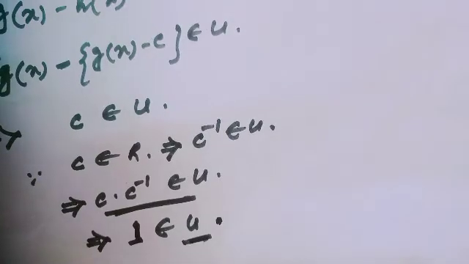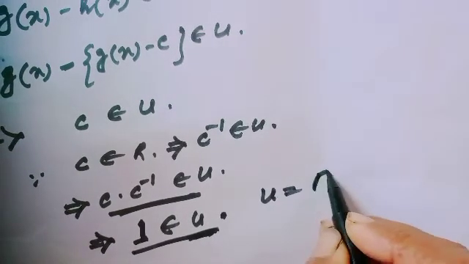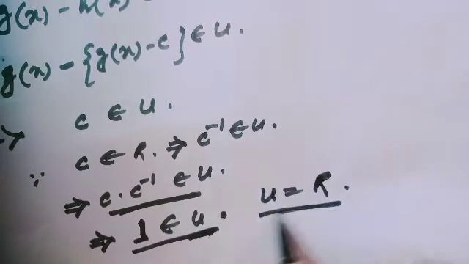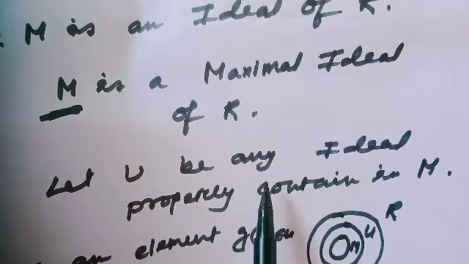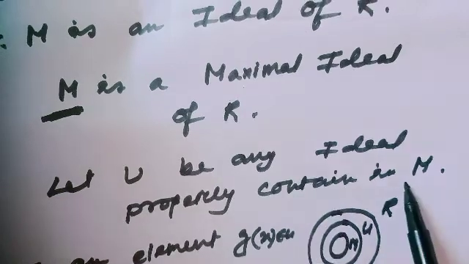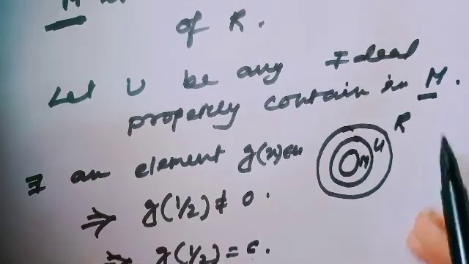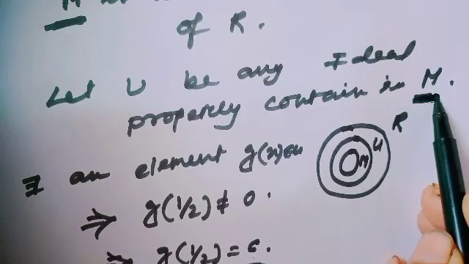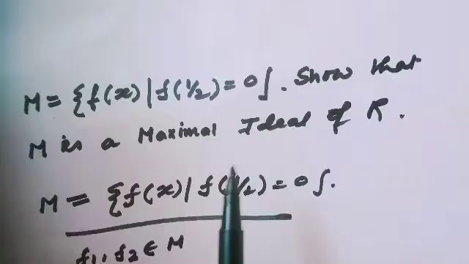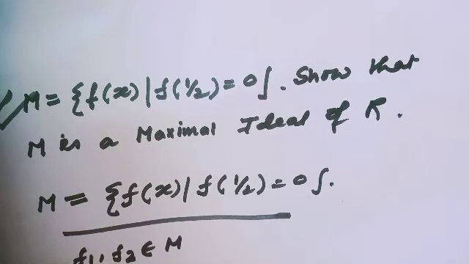Since U is an ideal and 1 belongs to U, therefore U is nothing but the whole ring R. That means from this line we can easily tell there exists no proper ideal of the ring R which is properly contained in the set M. That means the set M is a maximal ideal. There is no proper ideal which is contained in M. Therefore, our proof is done: this set is a maximal ideal of the ring R.